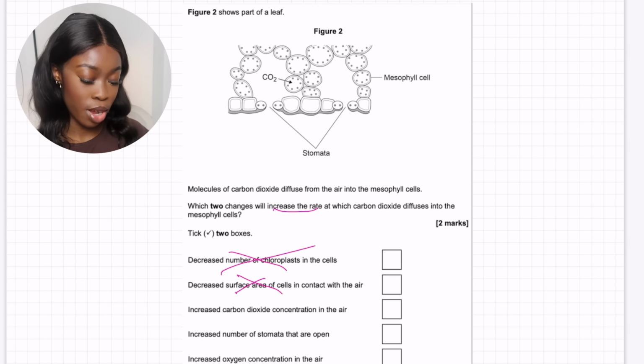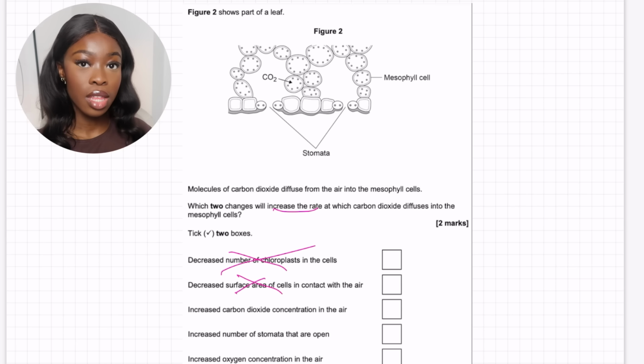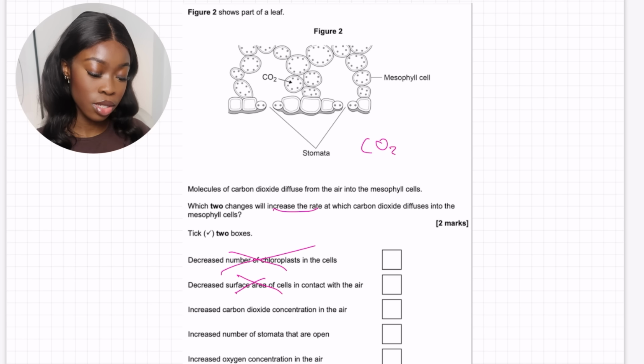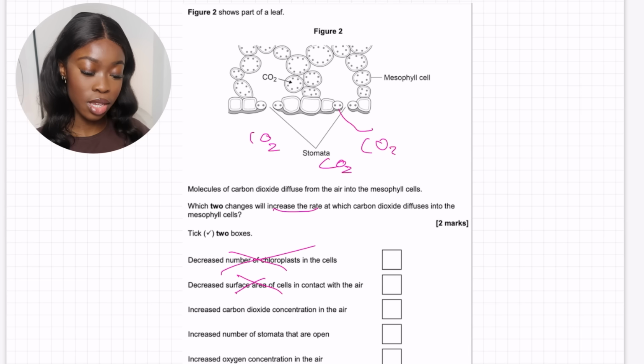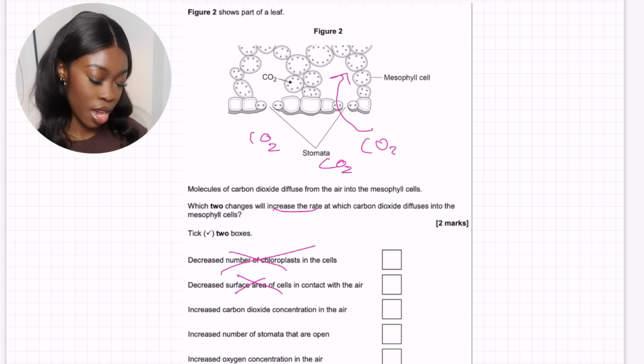An increased amount of carbon dioxide in the air. This would increase the rate because it basically means that there's a higher concentration gradient. There's more carbon dioxide outside of the cells than there is inside of the cells, so that will make the carbon dioxide want to go inside of the cells. So I would say, yeah, that is the right answer.